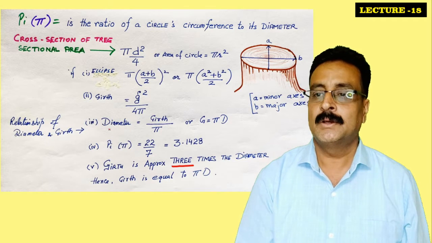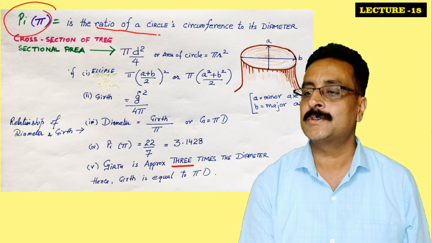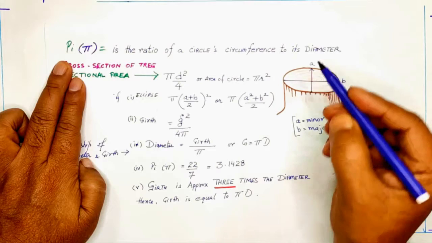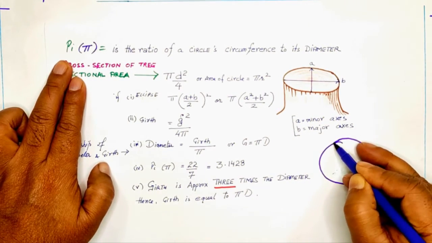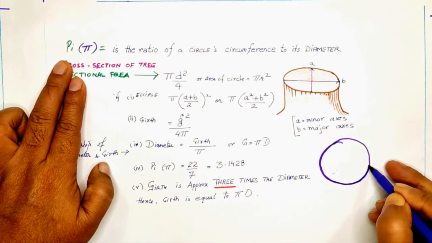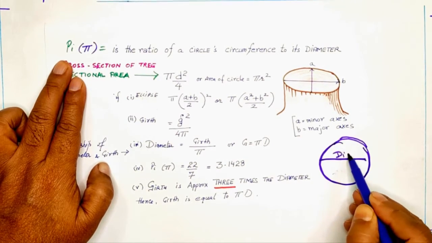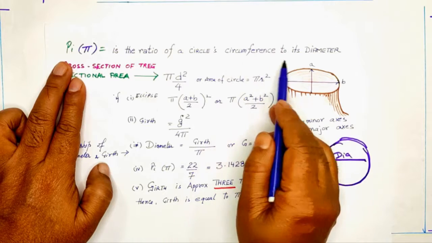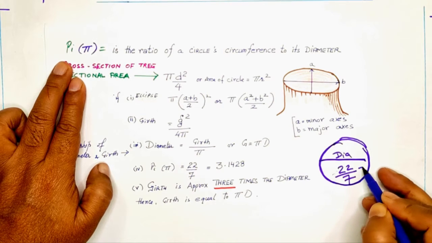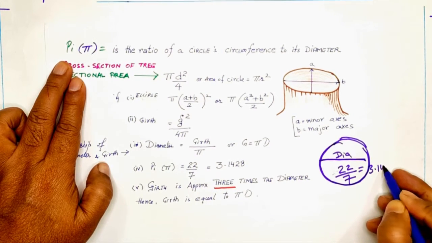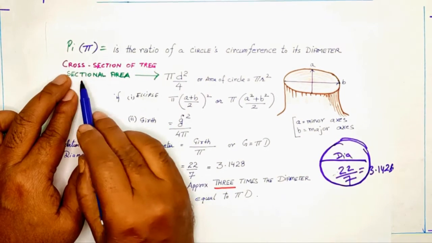We'll also understand what we mean by pi. So pi is very simple. It is the ratio of a circle's circumference to the diameter. Say this is a circle. What is the ratio of this entire circle to its diameter? This is the diameter. So it is the ratio of a circle's circumference to the diameter, and it is called pi. Pi is 22 divided by 7, so we get the value 3.1428.